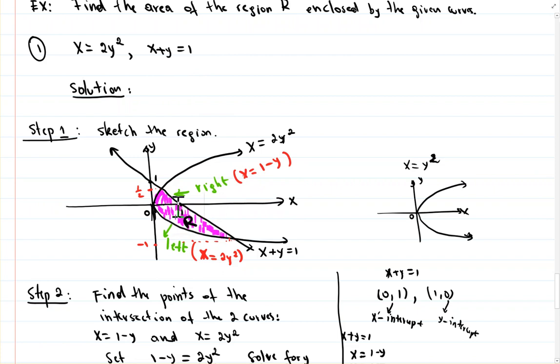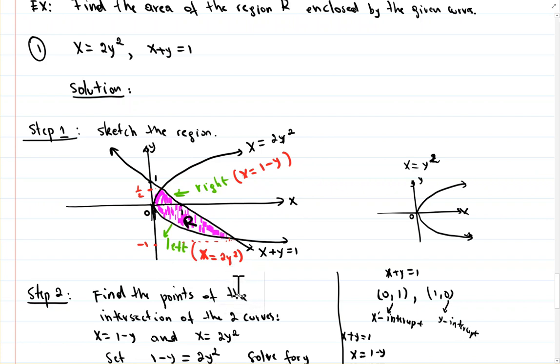So when you're facing this region, you basically sit in front of your piece of paper, facing it. Then you use your right arm, which is here. That's the right. So this curve is to the right of the region, and the bottom curve here is to the left of the region. So when you want to integrate, you're going to integrate right minus left. So you're going to integrate 1 minus y minus 2y squared. Okay. So that will be the integral.